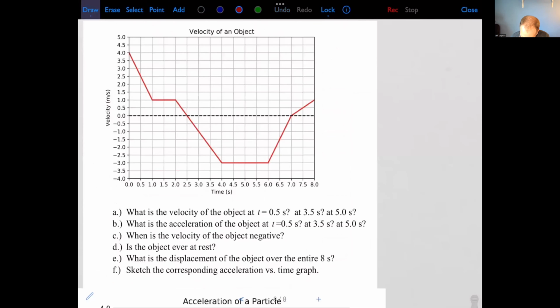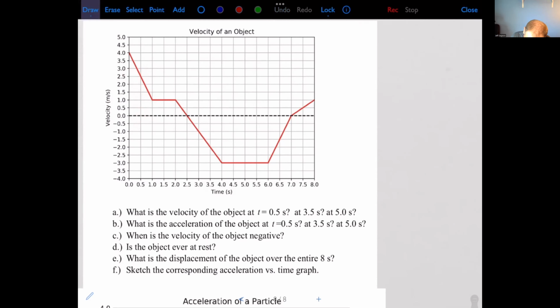Okay, last example here. So now we have a velocity versus time graph, and we're asked several things about this graph. So first of all, I want to know what is the velocity of the object at 0.5 seconds, at 3.5 seconds, and at 5 seconds. Because I have a velocity versus time graph, I can read these values off directly, right? So if I want to know at 0.5 seconds, I go to 0.5, I go up to the graph, I read off that value. It looks like it's 2.5 meters per second.